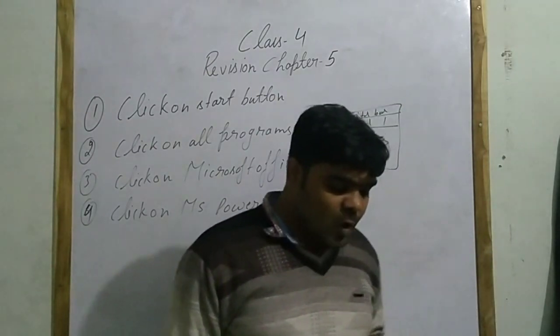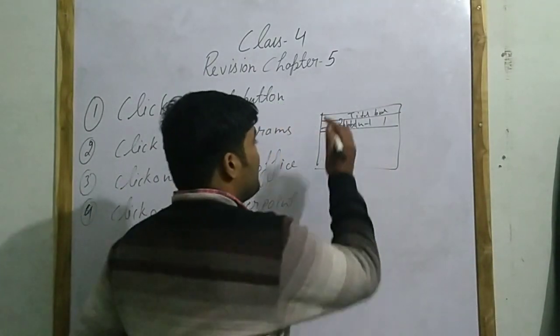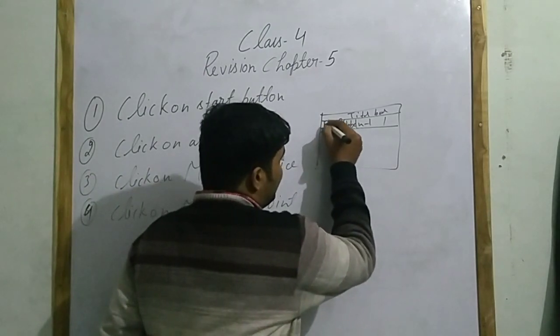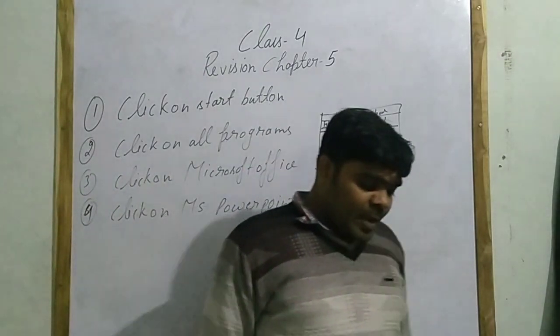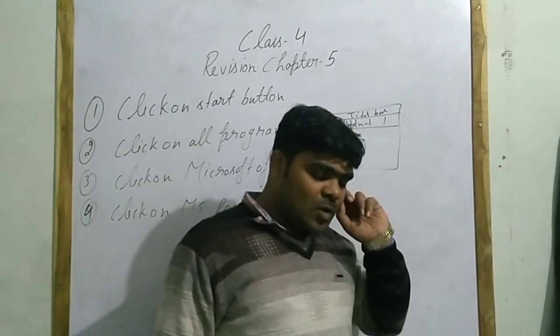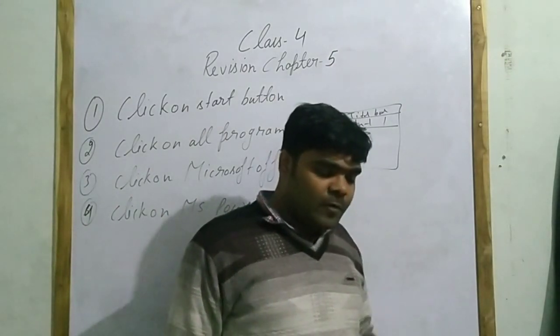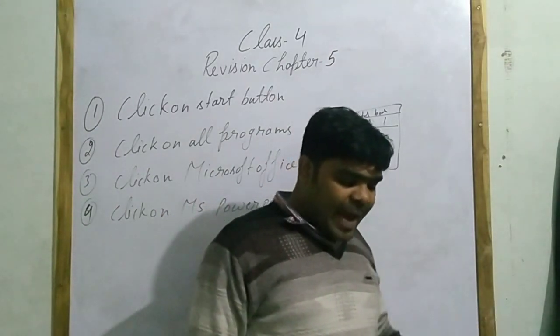A file tab is on the left side of the ribbon. Here in the ribbon, the first one is your file tab. Here it is written file tab. The file tab is on the left side of the ribbon. When you click on file tab, you see the backstage view.